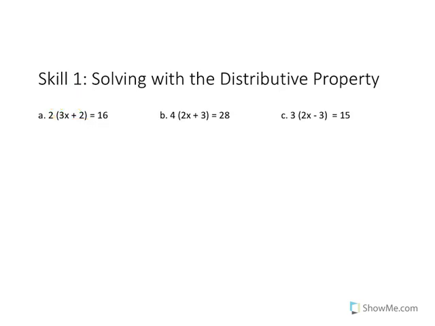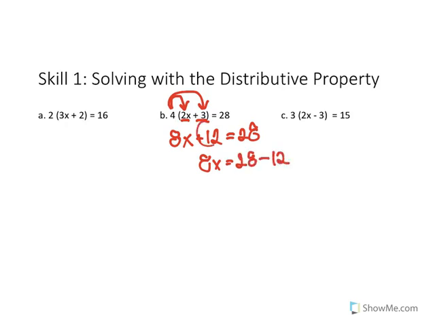So let's continue on. So we're multiplying 4 to everything inside the brackets: 4 times the 2x and 4 times the positive 3. 4 times 2x makes 8x. 4 times positive 3 makes positive 12. Bring down the equals 28 and we just solve like normal. This becomes 8x equals 28 minus the 12, because we're going to bring this over to the other side. This then becomes 8x equals 16. And when you divide both sides by 8, x equals 2.